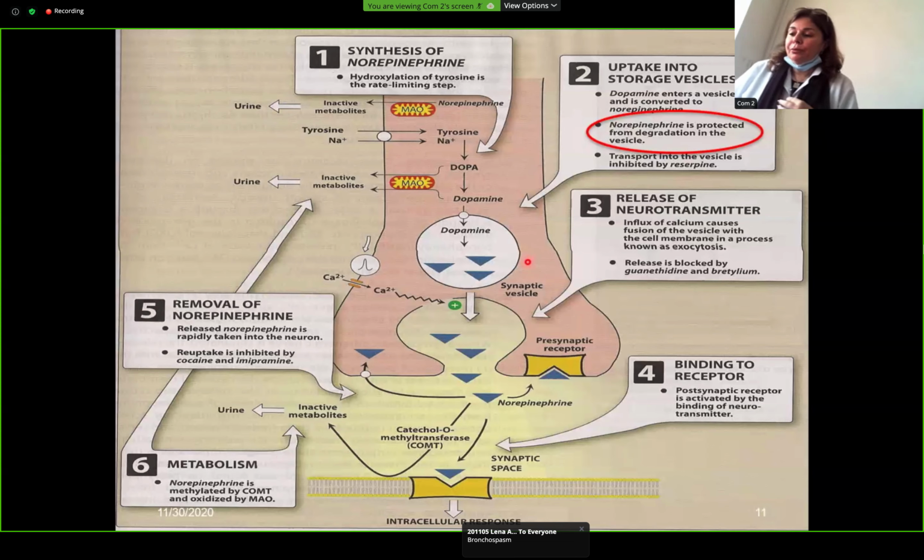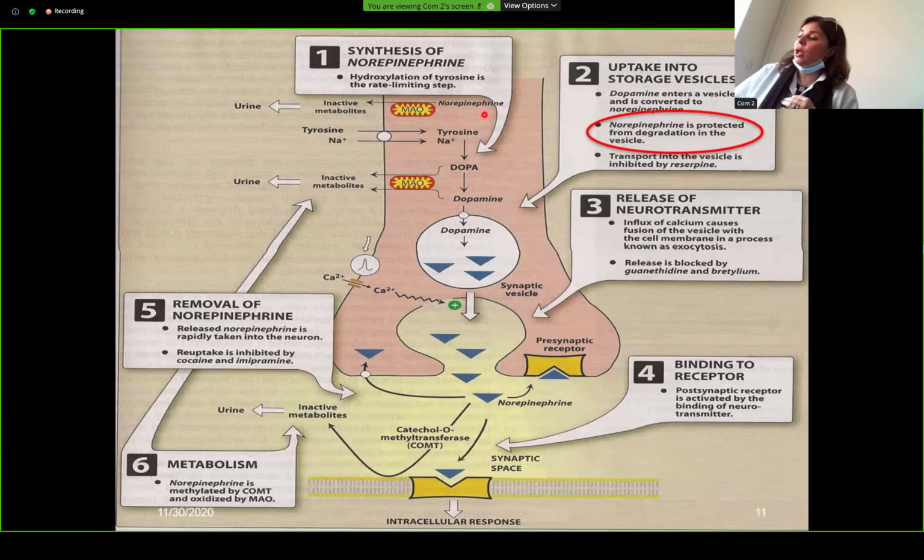This is all what I've mentioned, but you have it all in detail. Remember, norepinephrine comes from tyrosine, and then it will be converted into dopa. This is what we call hydroxylation of tyrosine, the rate limiting step. And then dopa will be converted to what? The dopamine, which enters the vesicle.